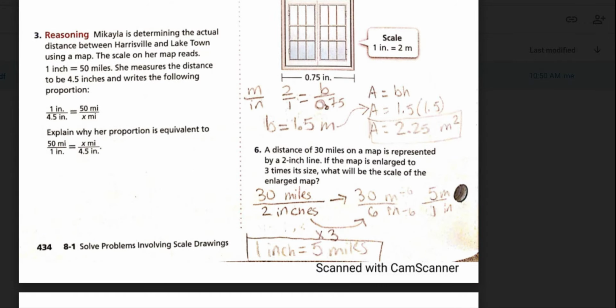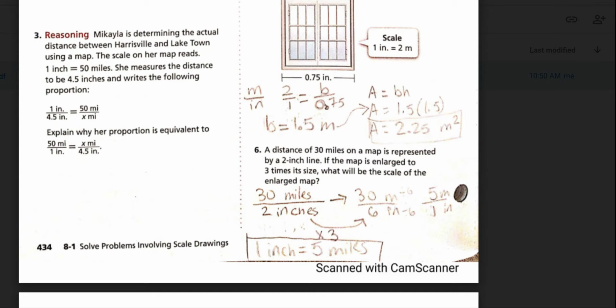Number 6 was a little bit tricky. A distance of 30 miles on a map is represented by a 2-inch line. If the map is enlarged to 3 times its size, what will the scale of the enlarged map be? This is a little bit tricky, though. So we have 30 miles is 2 inches. They're increasing the map by 3 times. So now they're saying, okay, 30 miles is 6 inches.